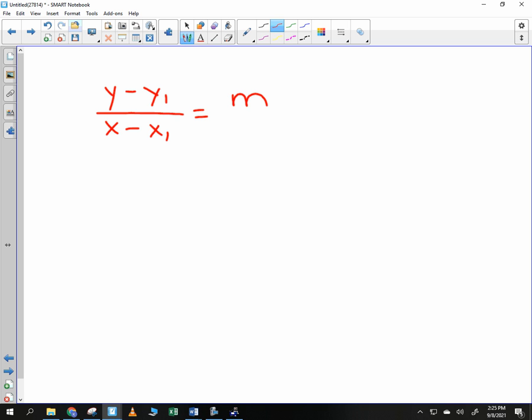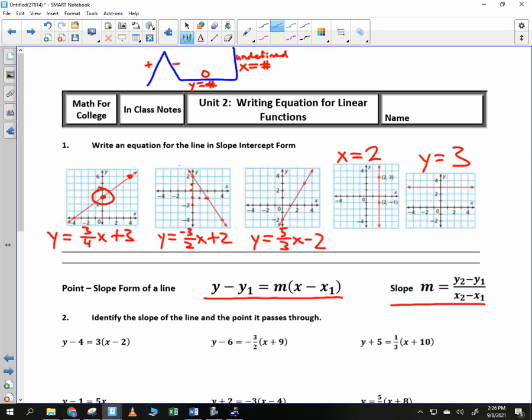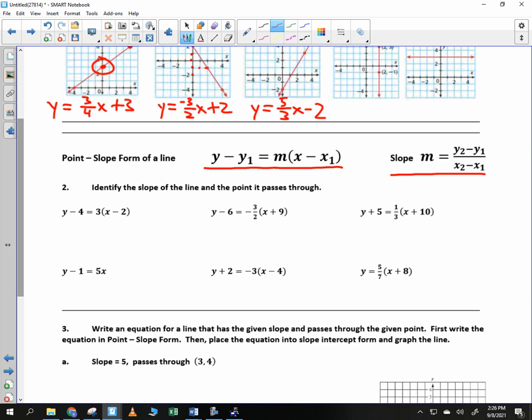Okay, so I wrote the formula for slope, right? The only thing I didn't write were the 2's, correct? Watch what happens when I cross multiply. 1 times that is y minus y1. If I take that and multiply m, I get m times x minus x1. Isn't that point-slope form? It is. So point-slope form, this guy right here comes right from your slope formula. When you know one, you know the other.